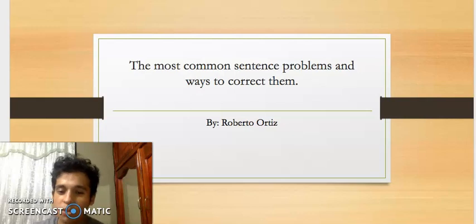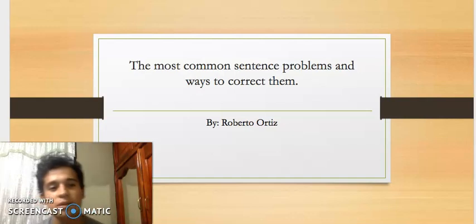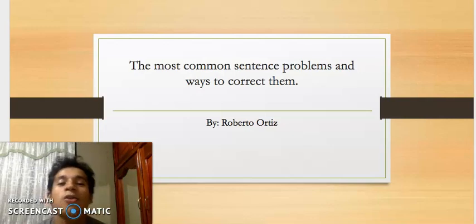Now, as writers, we tend to make mistakes, often very huge or very minimal mistakes while writing, like for example a sentence in this case. We often tend to make mistakes, but we can always correct these mistakes by figuring out what they are.